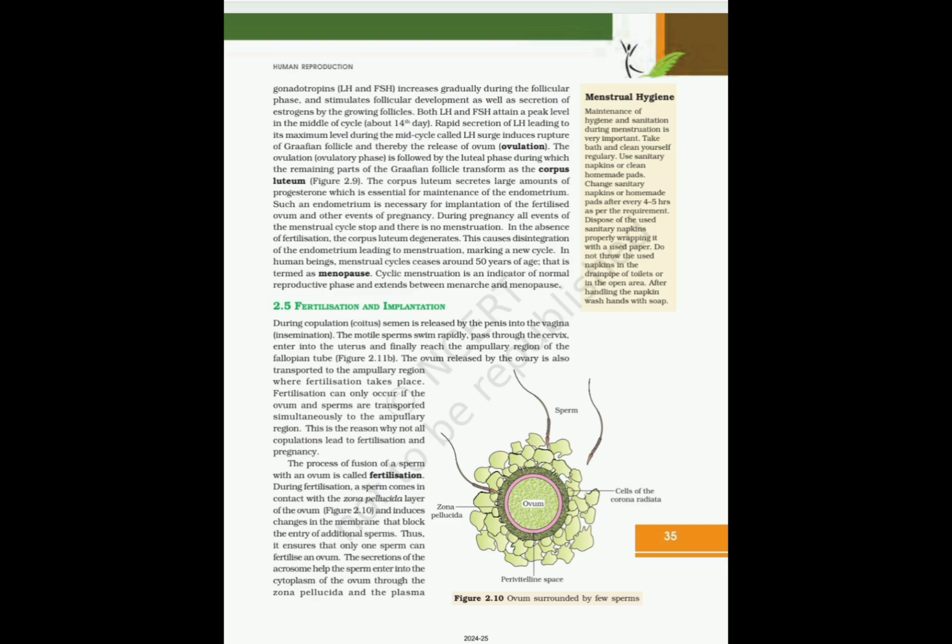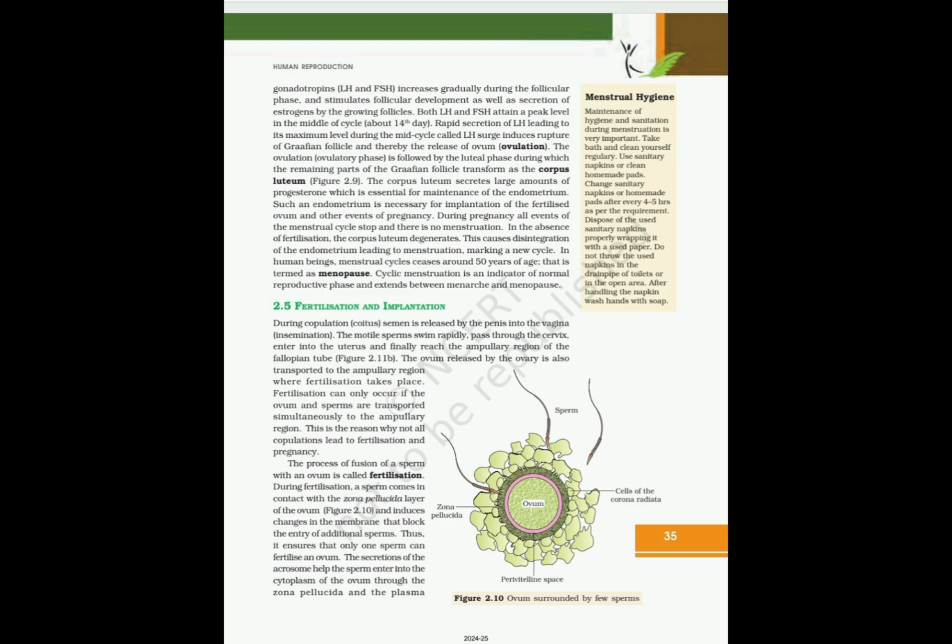The process of fusion of a sperm with an ovum is called fertilization. During fertilization, a sperm comes in contact with the zona pellucida layer of the ovum and induces changes in the membrane that block the entry of additional sperms. Thus, it ensures that only one sperm can fertilize an ovum.